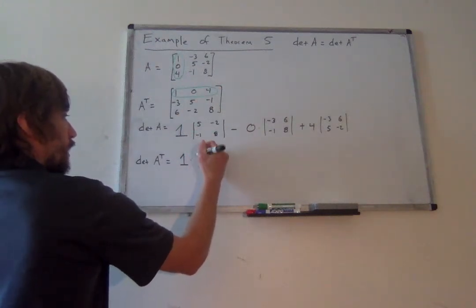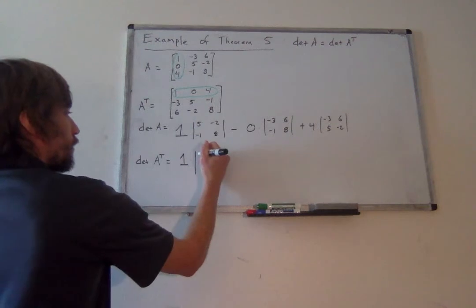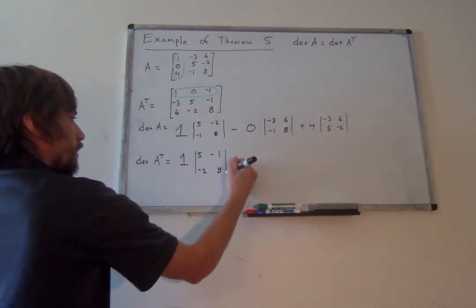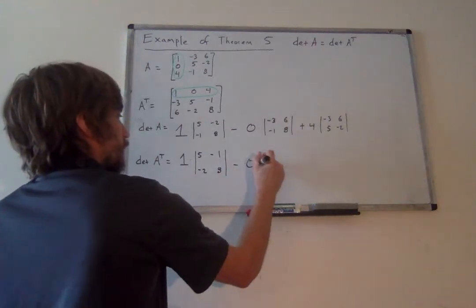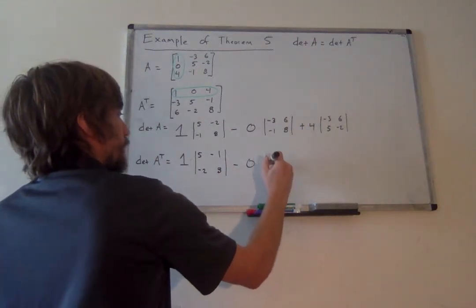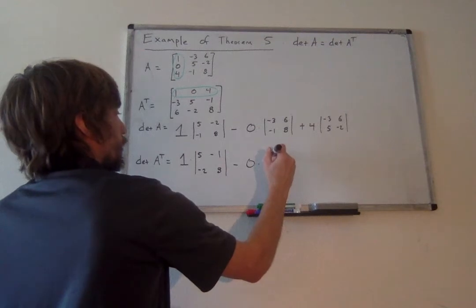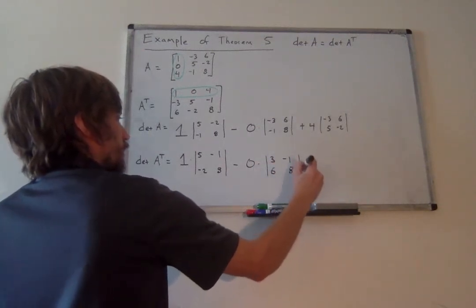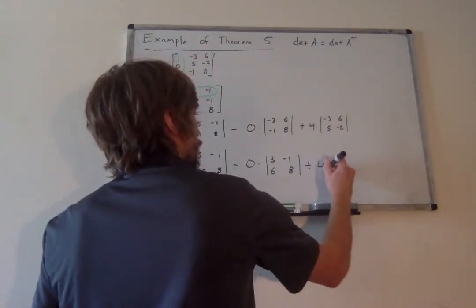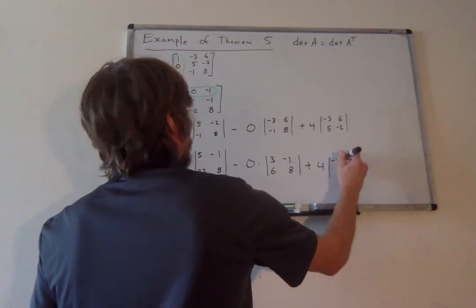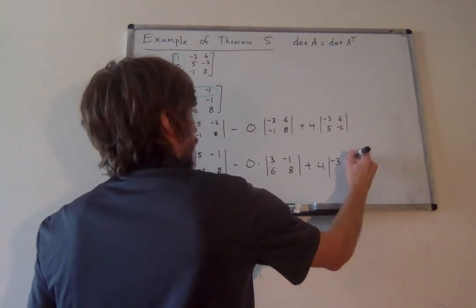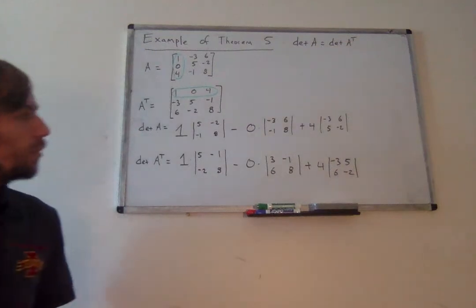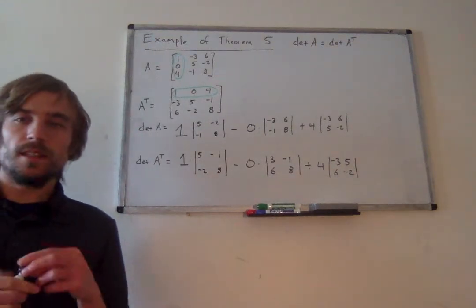All right, so now if we expand across the first row of A transpose, I'm going to get 1 times the determinant of 5, negative 1, negative 2, 8, minus 0 times the determinant of 3, negative 1, 6, 8, plus 4 times the determinant of negative 3, 5, 6, negative 2. And so notice these expressions aren't exactly the same.